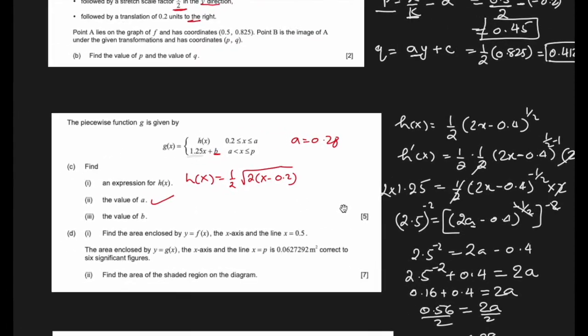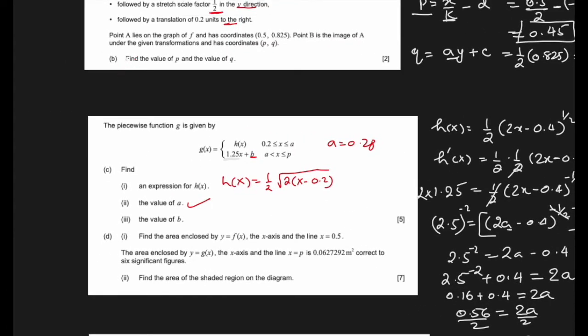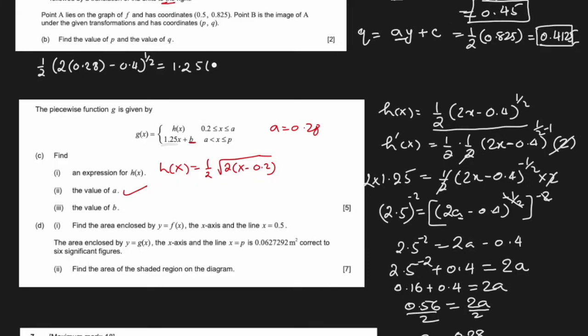So let me use this space. So hx was this. Yeah, so we already have A now, so we'll substitute that here. Half 2 times 0.28 minus 0.4 to the power half will be equal to 1.25 times 0.28, and then plus B, we have to find B. So half 2 times 0.28 will be 0.56 minus 0.4 will be 0.16.